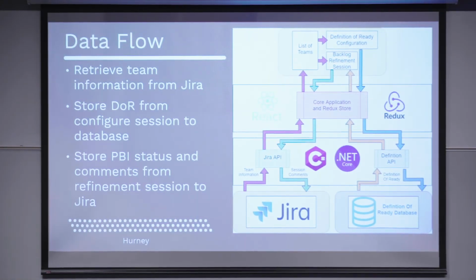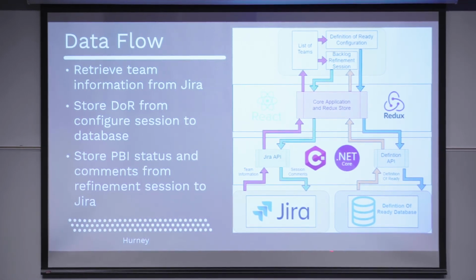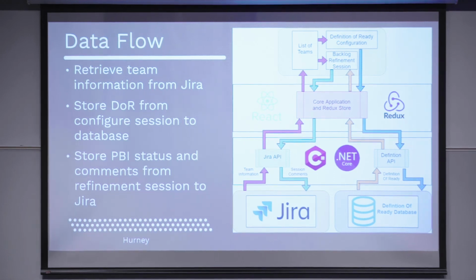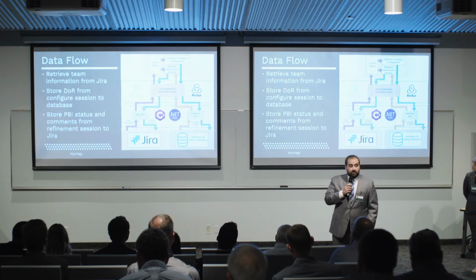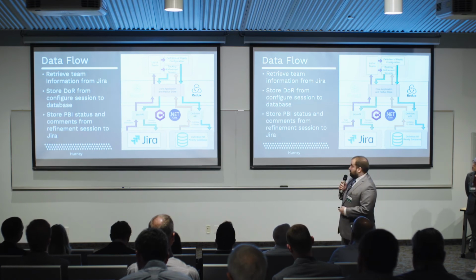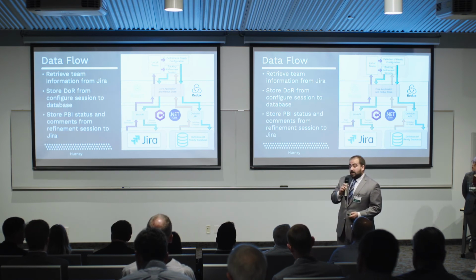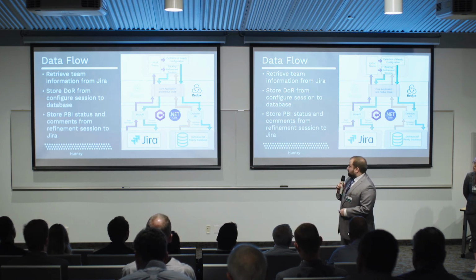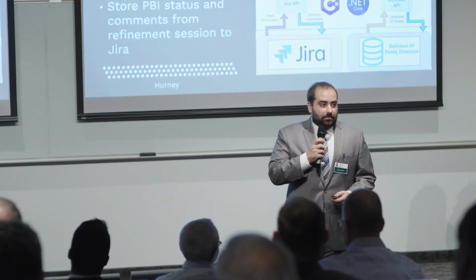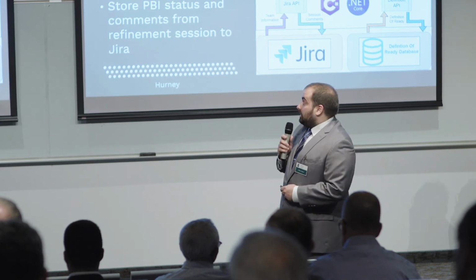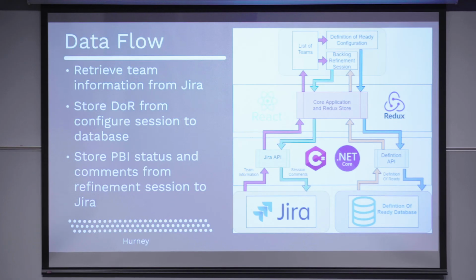This diagram shows the flow of data through our application. When a user logs into the application, a list of teams will be retrieved from Jira and displayed on the page. The user can then pick from this list of teams to either configure or to refine. In the configuration page, the team will work to define a definition of ready, which will then be stored to a local database. When the team moves on to the refinement page, the definition of ready will be retrieved from the local database, and the team can use it to compare against their PBIs. When a PBI has been reviewed, the session comments and information will be saved back to Jira.